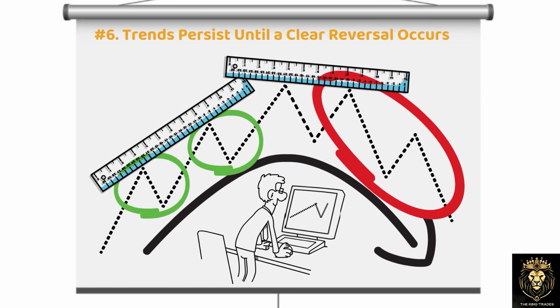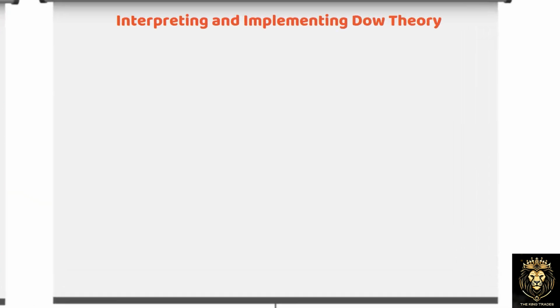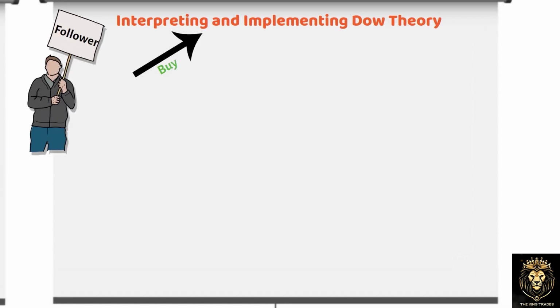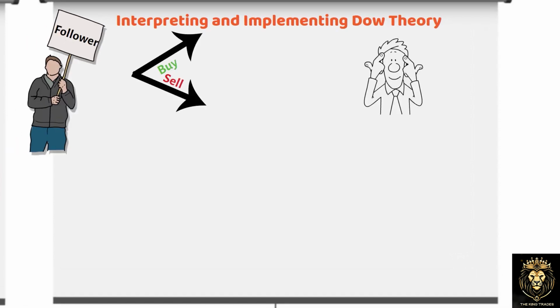Let's now understand how to interpret and implement Dow Theory. A follower of Dow Theory trades only in the direction of the trend, and therefore it becomes necessary to understand how to determine which trend is in force and how to identify the reversal as it happens.